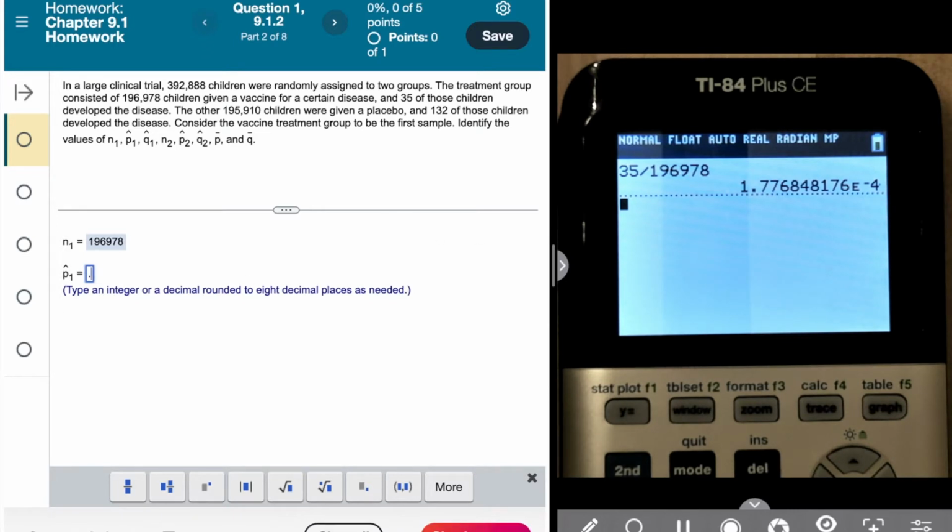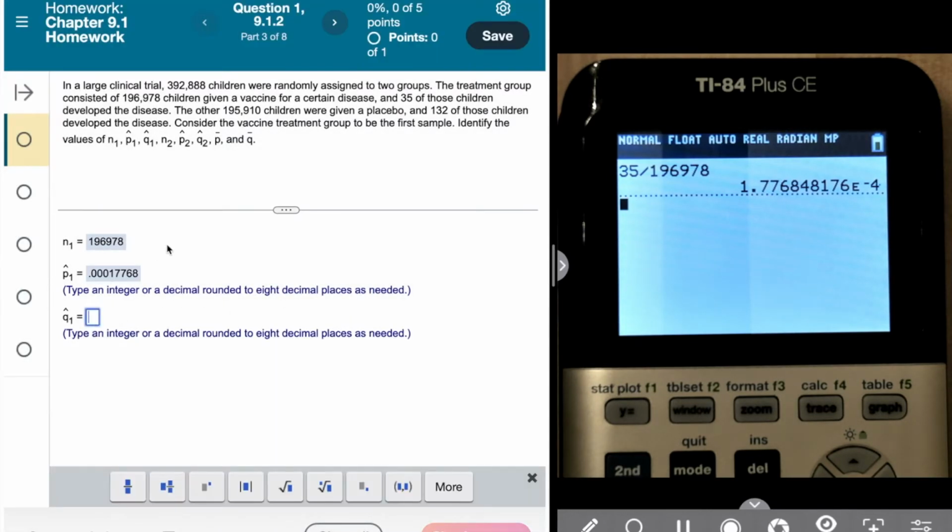That's why it's negative 4 places. So that means decimal place, 3 leading zeros, then my 1, 7, 7, 6, 8. How many decimal places am I up to? That's 8. And I don't need to round that 8 up because there's a 4 after it.